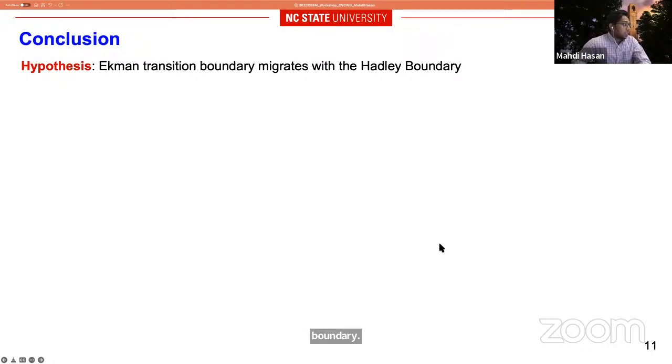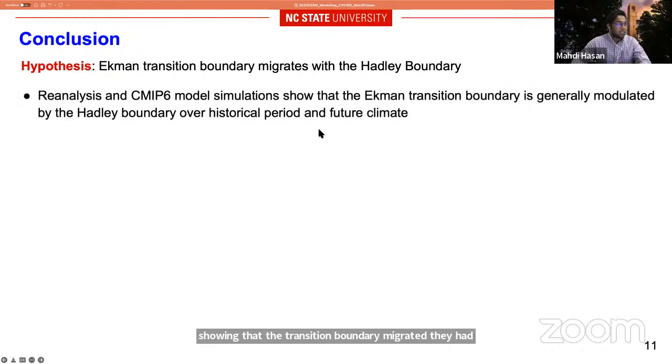As a conclusion, I make an overall general hypothesis showing that the Ekman transition boundary migrates with the Hadley boundary. And based on the reanalysis and CMIP6 simulation results, we see that the Ekman transition boundary is generally modulated by the Hadley boundary, both over the historical and future climate simulation.